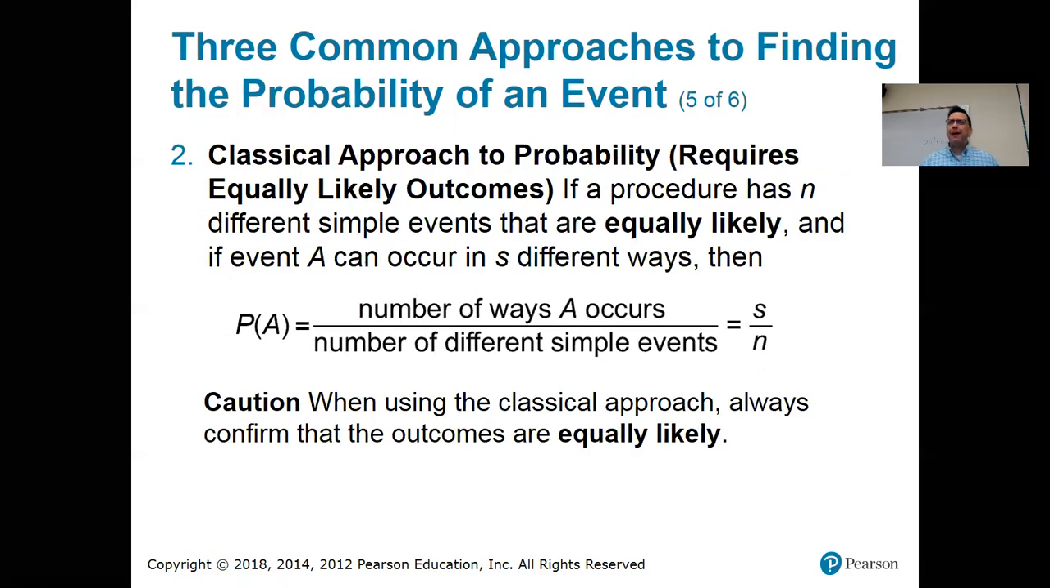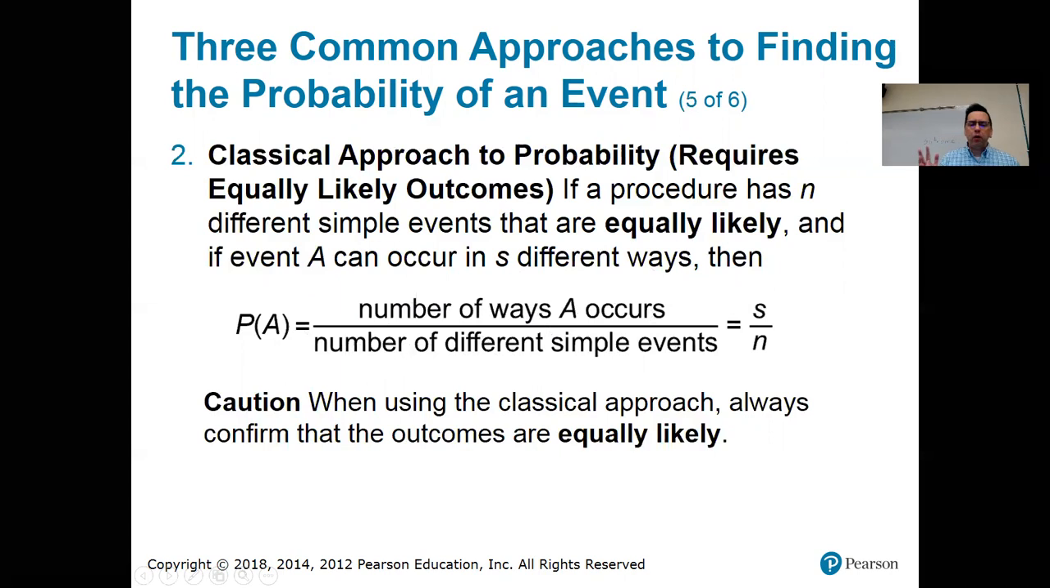The mathematical approach to calculating a probability is this one here. It's called the classical approach. Notice that it requires equally likely outcomes. If a procedure has n different simple events, different outcomes that are equally likely, and if the event A can occur in s different ways, then the classical probability would just be the number of ways A can occur divided by the total number of ways the thing can turn out. Then you just divide s by n.